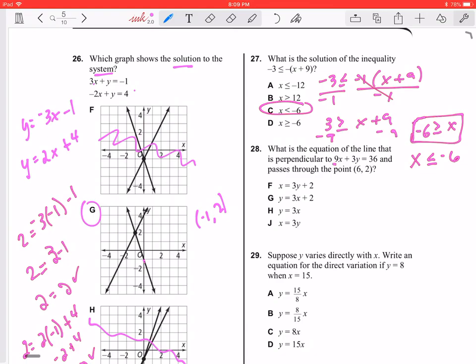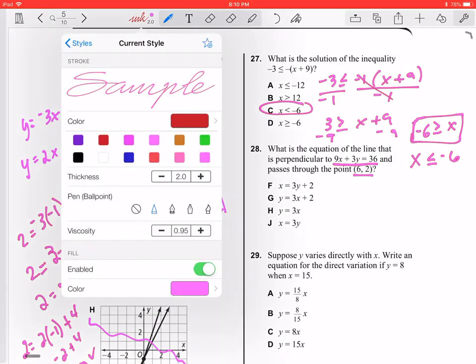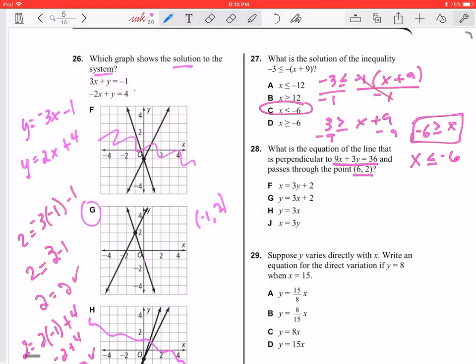What is the equation of a line that is perpendicular to this equation and passes through the point (6, 2)? Oops, sorry, my cat just scared him. Anyways, we need to find the slope.